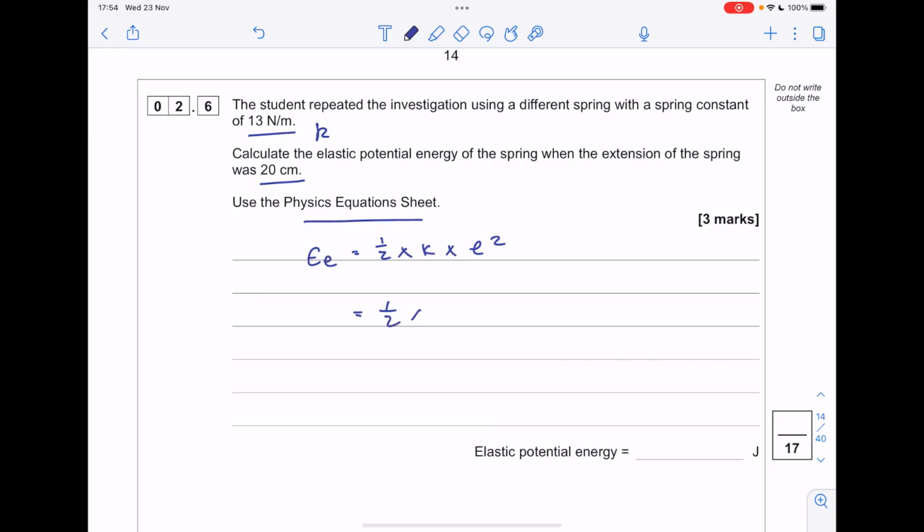We know that our spring constant is 13. We're after this value, and the extension was 20 centimeters. Let's get that into meters. Then we need to square it. Pop that into your calculator to get 0.26 joules as your answer.